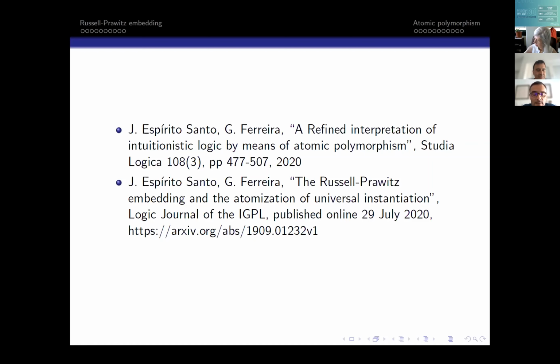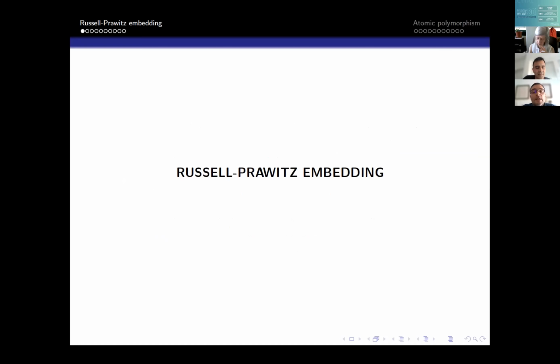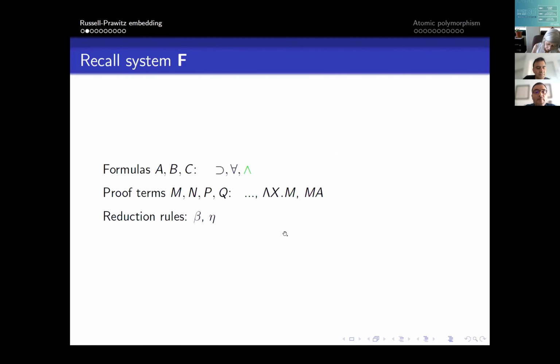So there has been interest in translations of intuitionistic logic into this fragment of system F, and in particular, we have here this first reference, which will be part of the second part of the talk. So we start with the Russell Proffitt embedding. As I said, we are interested in mapping to system F. So we have the connectives of implication, universal quantification, and we also take conjunction as primitive. We use proof terms, so here are some of them, the ones for the introduction and for the elimination of the universal quantifier. So we have here instantiation with type A.